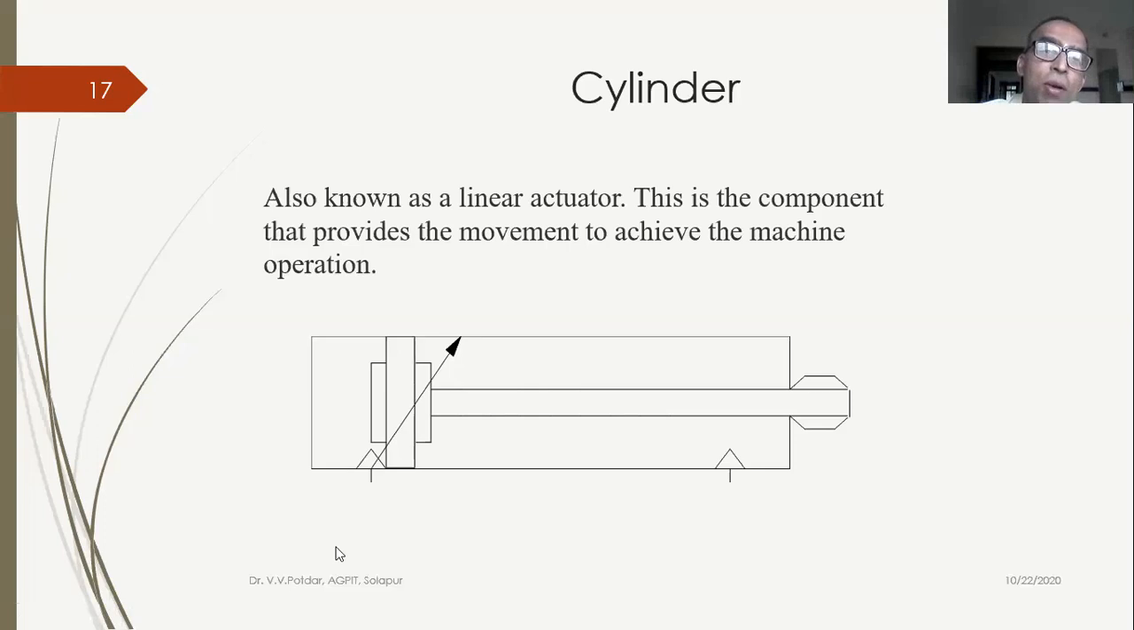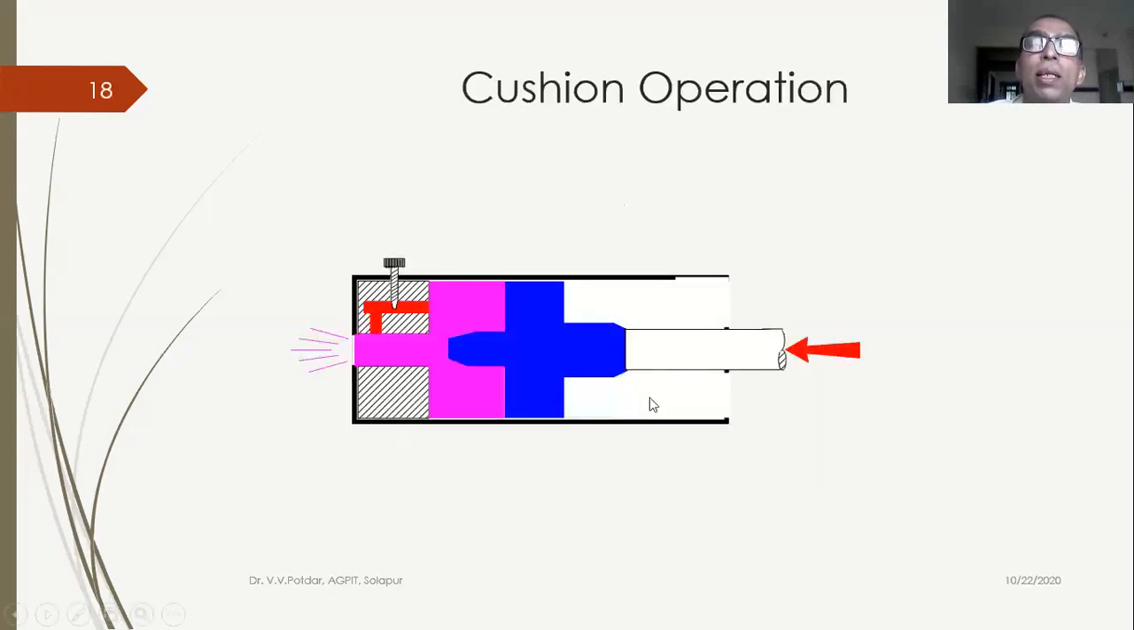So controlled cushioning is shown by this symbol. The symbols you can see: cushion operation. See, you have the orifice, a throttle, so to say. When the backward stroke is there, the air or fluid leaks out, and while reversing, it will have a smooth cushioning operation in both the strokes. So this is cushion operation.